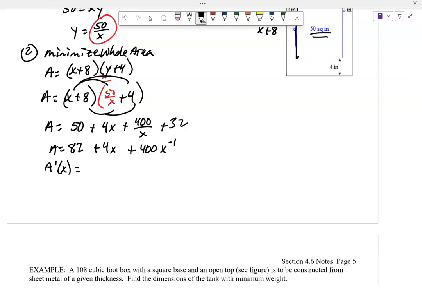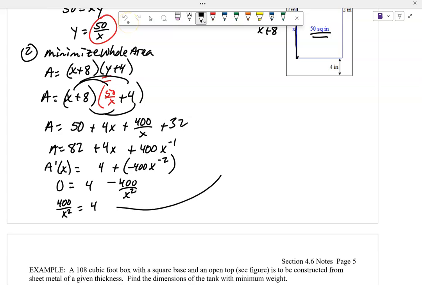Derivative of 82, of course, is a constant, so that's 0. Derivative of 4x is 4. And then I've got negative 400 x to the negative 2 when I take that derivative. And so I'm going to set that equal to 0. I got 4 minus 400 over x squared. Let me add 400 over x squared to both sides. Oops. Let me come over here. So I've got, let me multiply both sides by x squared.